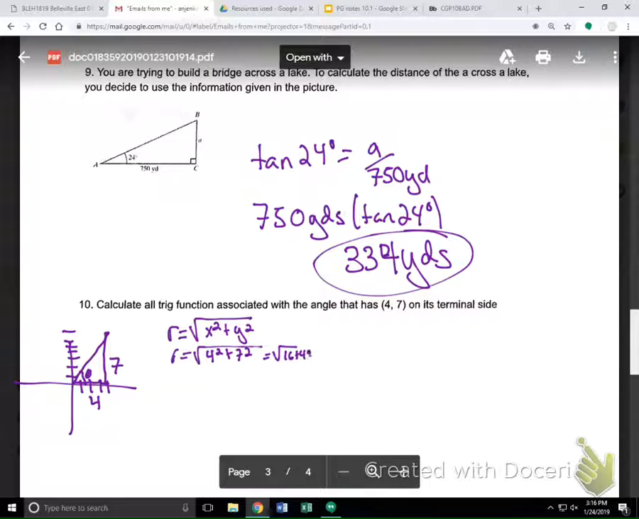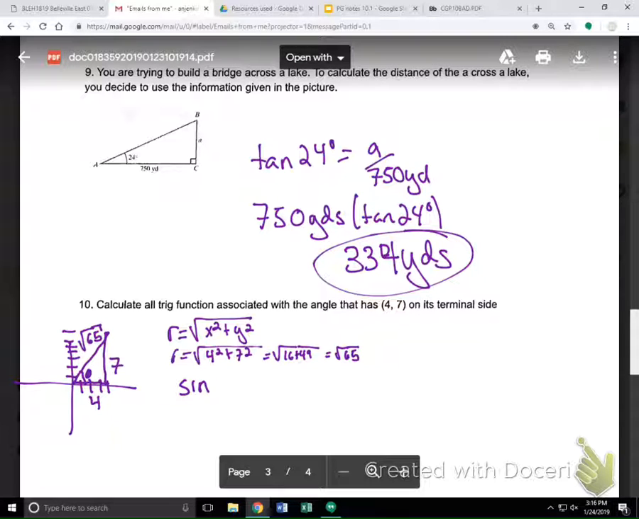of 16 plus 49, 65, which is the square root of 65. It doesn't simplify. It won't break down. It's weird. Okay, so I worked with mine in terms of the square root of 65. Made me happy. I was okay with that.